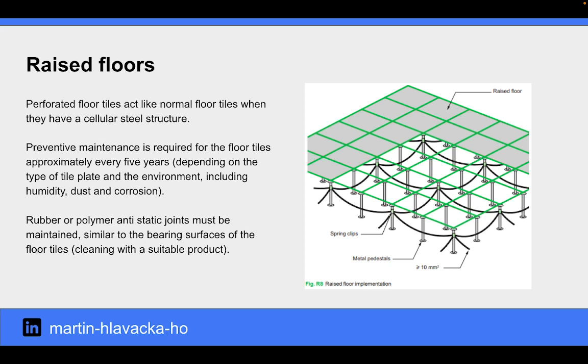Perforated floor tiles act like normal floor tiles when they have a cellular steel structure. Preventive maintenance is required for the floor tiles approximately every 5 years. Rubber or polymer antistatic joints must be maintained, similar to the bearing surfaces of the floor tiles.